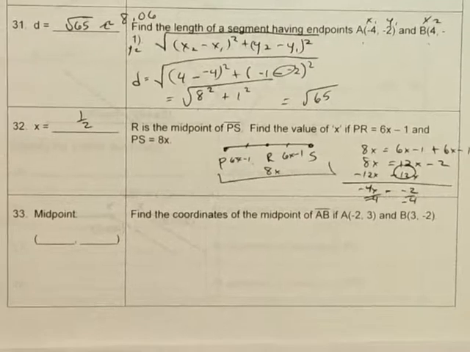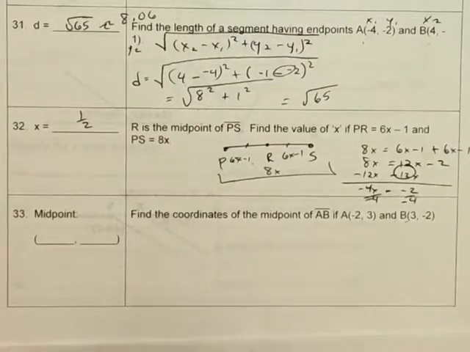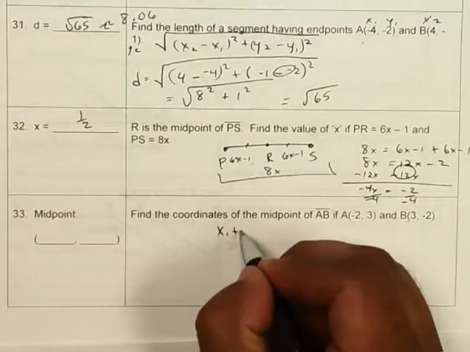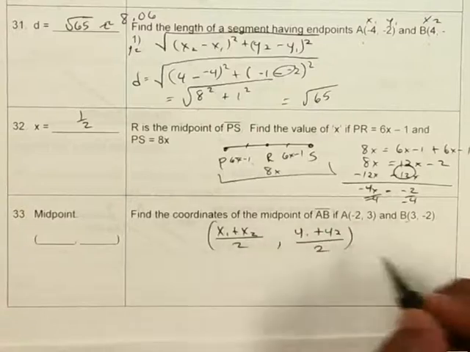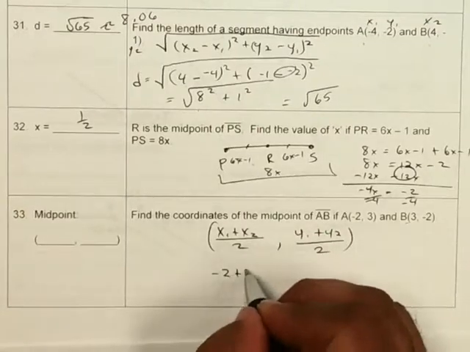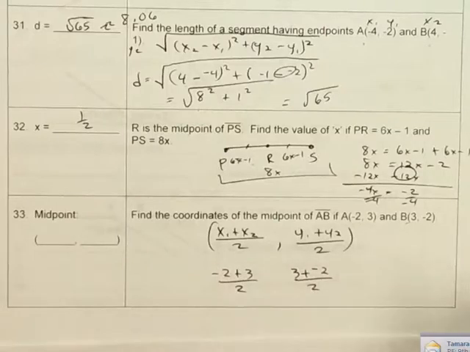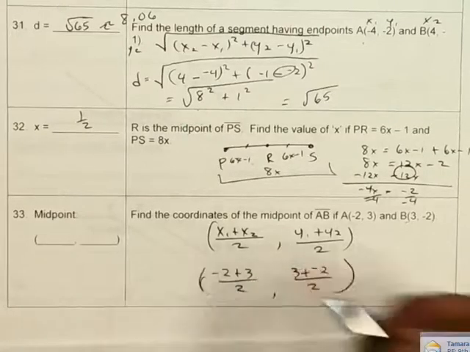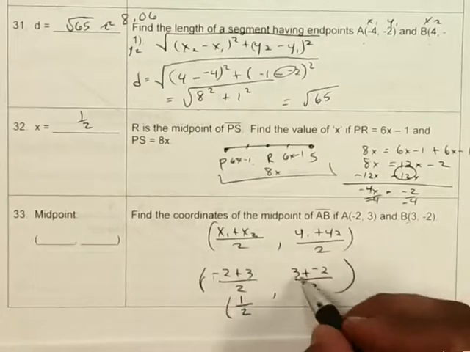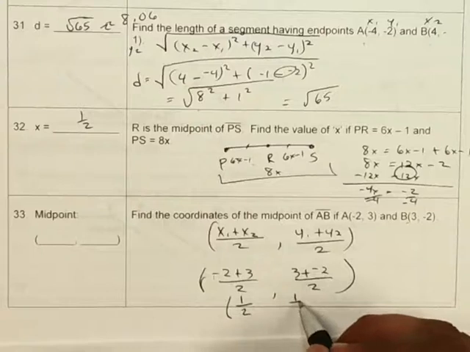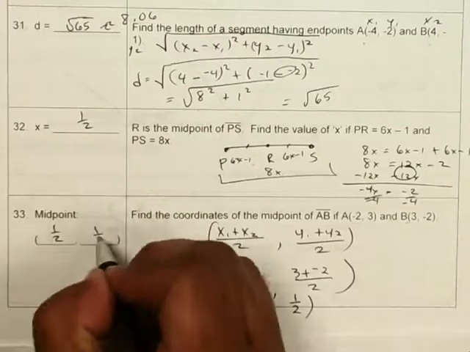All right, and the last one on this page, find the coordinates of the midpoint of AB. They give us A and B, so we're going to have to use the midpoint formula on this one. That's x1 plus x2 over 2, y1 plus y2 over 2. So that tells me negative 2 plus 3 over 2, and then we have 3 plus a negative 2 over 2. We need to simplify that. Negative 2 plus 3 is going to give me a positive 1 over 2. 3 plus negative 2 is going to give me positive 1 over 2. So it looks like my midpoint is 1/2, 1/2.